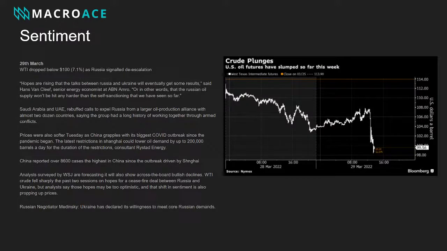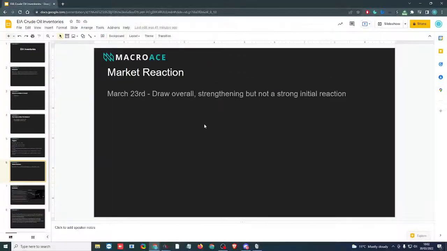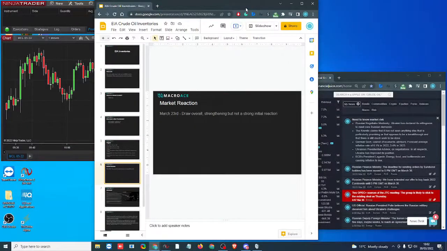So we had seen a draw overall. There was some strengthening on WTI crude oil, but there wasn't a strong initial reaction. We'd seen about 40 ticks towards the upside off of the figures that had come through there.